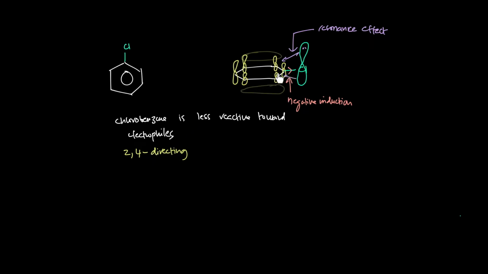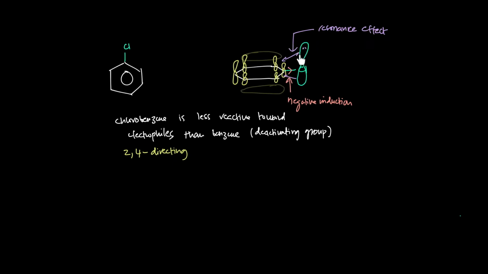But the resonance effect isn't as strong as the negative inductive effect. In other words, chlorine actually withdraws more electron density due to its electronegativity than it donates due to the overlap of its 3p orbital with the delocalized ring, or due to the delocalization of its p electrons into the ring. Chlorobenzene is less reactive towards electrophiles than benzene. In other words, it is a deactivating group, even though it is 2,4 directing. Again, the negative inductive effect outweighs the resonance effect.